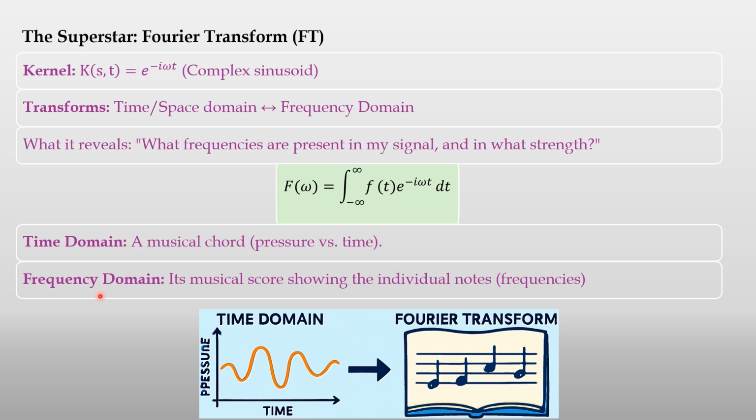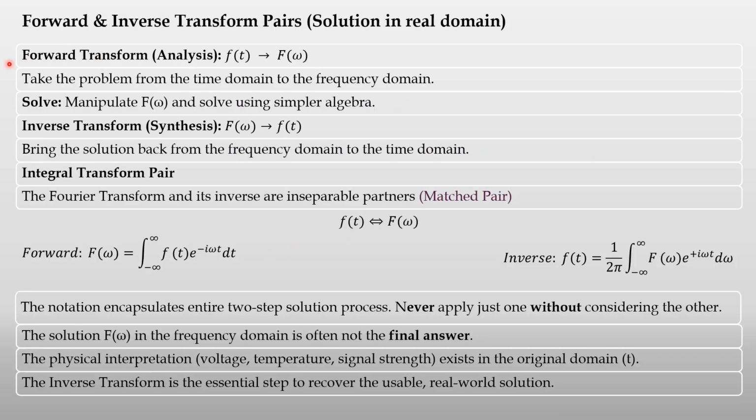Understanding the integral transform is only half of the story. When we solve a problem in the transformed domain, which in the case of the Fourier transform is the frequency domain, we get a solution for F of omega, that is, the solution in the transformed domain, not f(t), which is the solution in the original or real domain. To get our final, physical answer, we must bring it back.